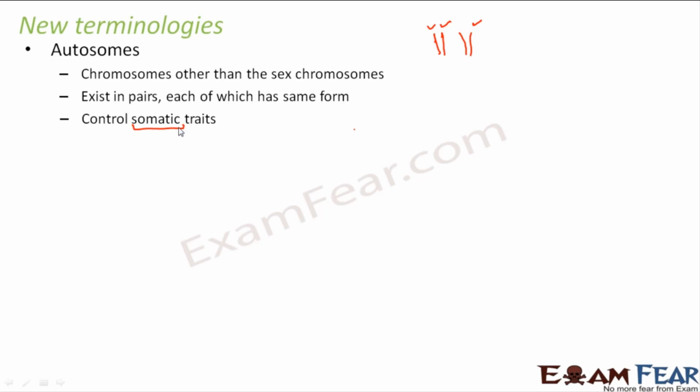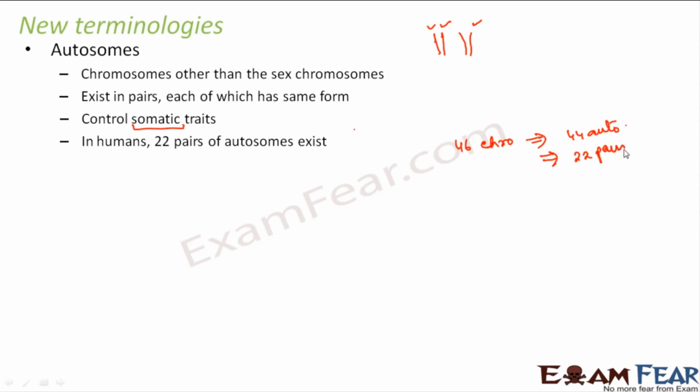So these are autosomes. In humans, 22 pairs of autosomes exist. As I said, in humans there is a total of 46 chromosomes. Out of these 46 chromosomes, 44 are autosomes. Now since they exist in pairs, that means two autosomes together, so we can say that 22 pairs of autosomes exist.